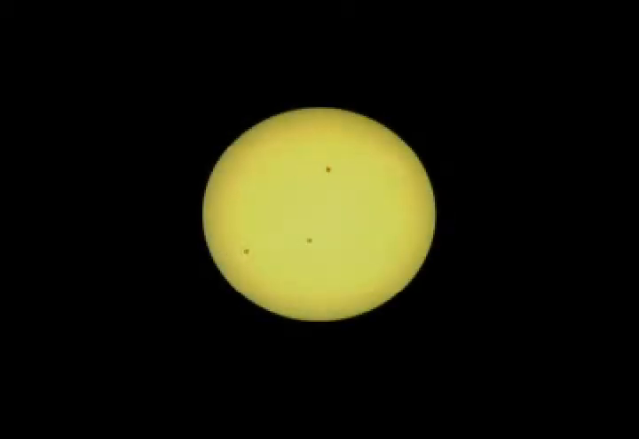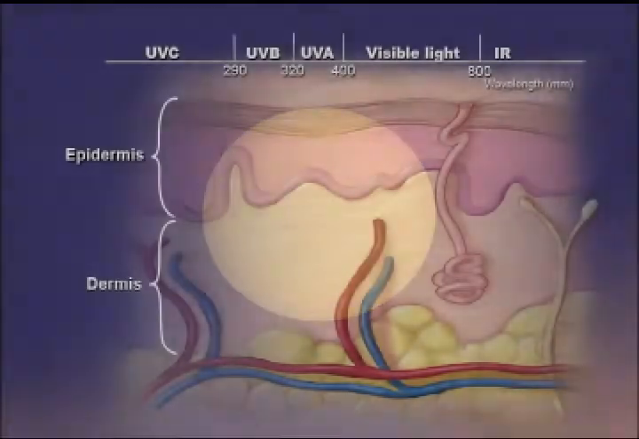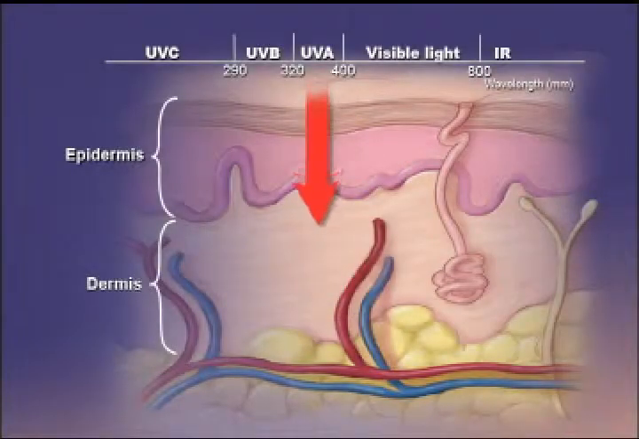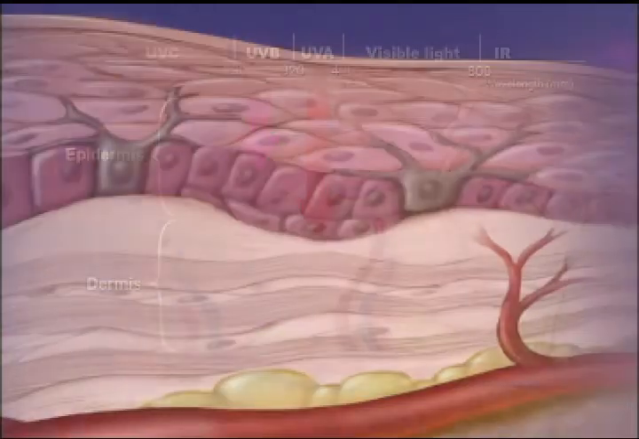The electromagnetic spectrum from the Sun that reaches the Earth's surface can be delineated into two categories, UVB and UVA. The longer wavelength, lower energy UVA rays reach further into the dermis than the higher energy, shorter wavelength UVB rays. UVB and UVA have different biological effects on the skin.